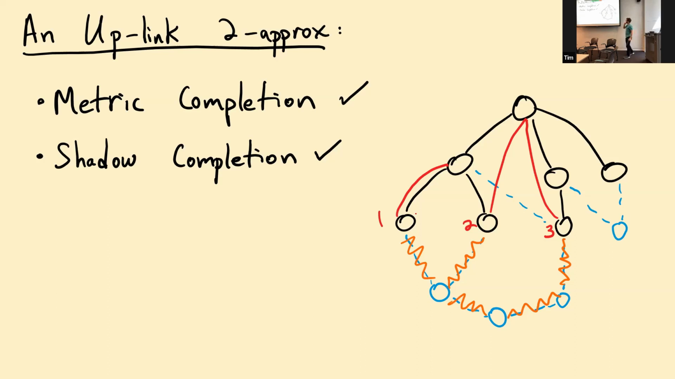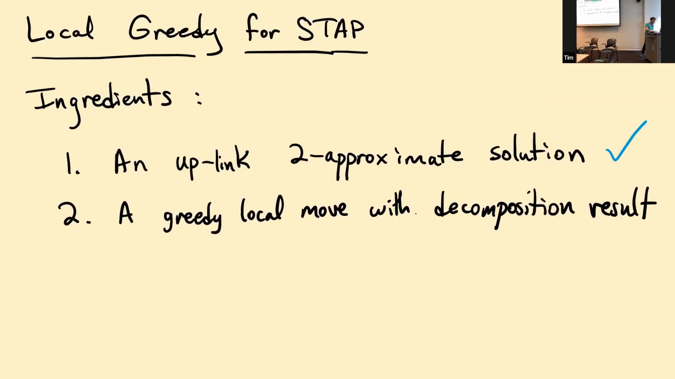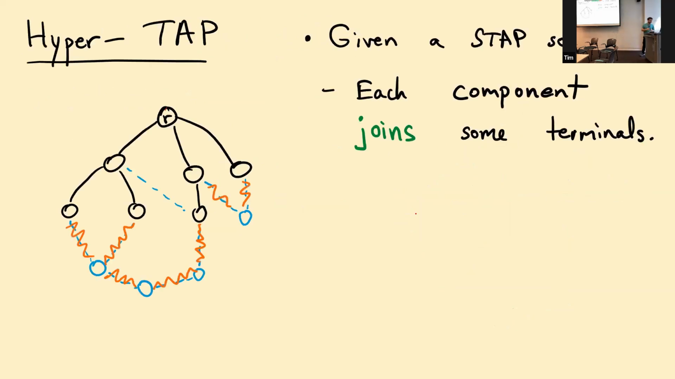Okay, so this is how we obtain an uplink solution which has almost twice the cost, and we can use that in the local greedy algorithm. We just need to describe how to do a local move now. But any questions about the two approx? Cool. So we have the uplink two approximation, and now we need to talk about the local moves.